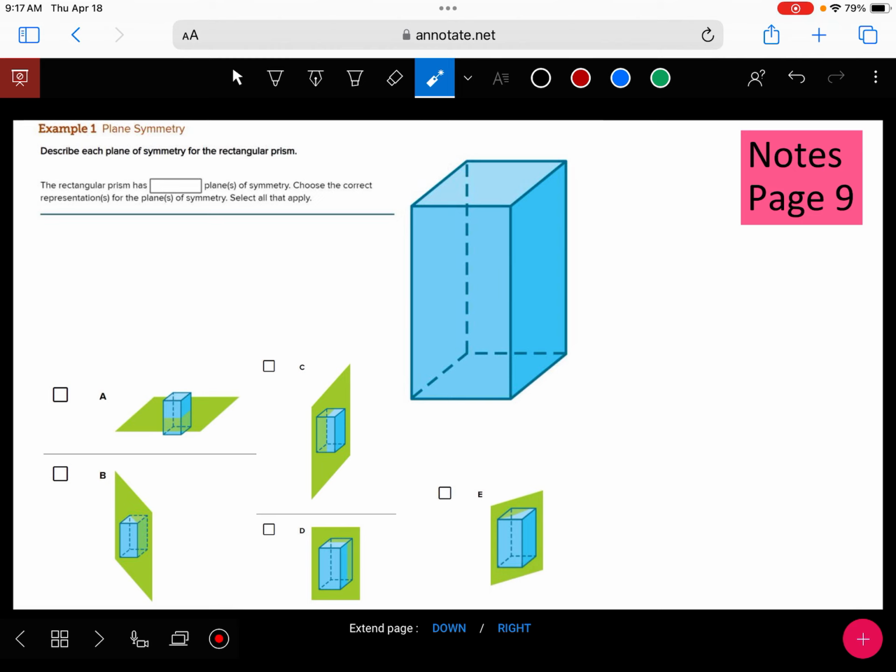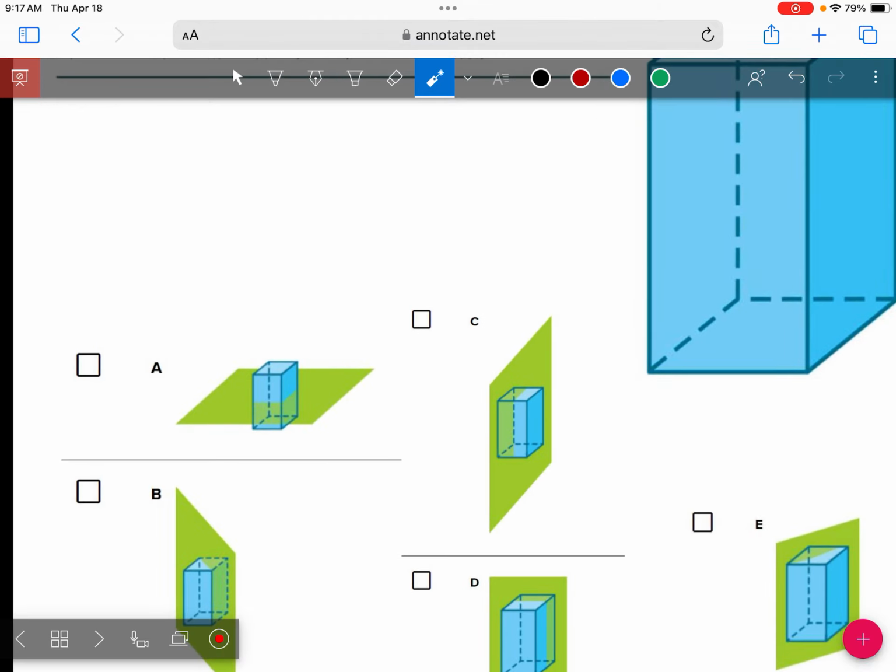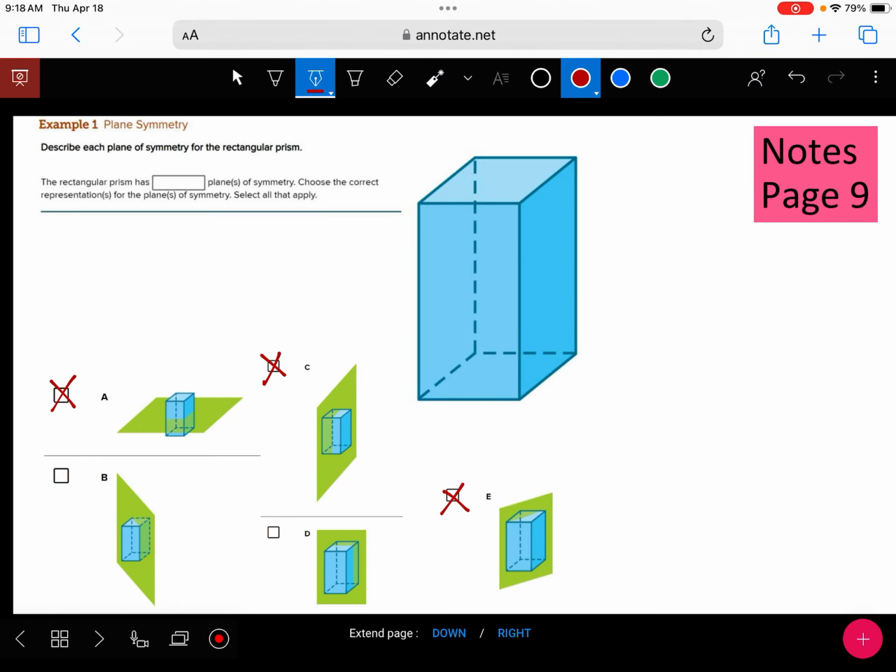So when we look at this next page, go to page 9. How many ways can I cross through this so that it's symmetrical? And again, symmetrical means the same. So your first option would be to slice it in half, so select A. You can also go through it horizontally, and there are two different ways you can slice through it horizontally. So there are 3 planes of symmetry, 3 different ways that I could slice this prism and it all looks equal.